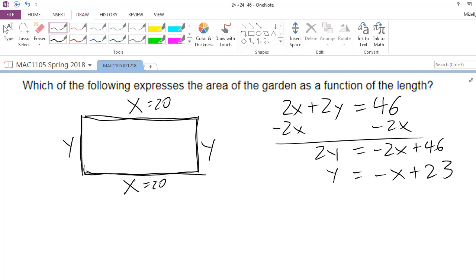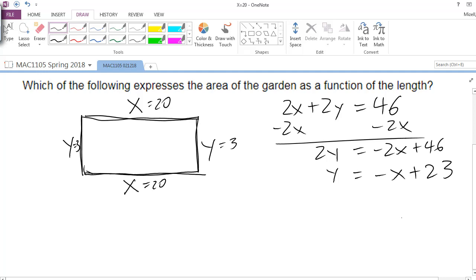We had 46 meters and we used 40 of them. So we've got 6 left. But we still have 2 sides we have to fence. So I guess we can go with 3 meters on each side. So we make that 3 and that 3. That would be one example.